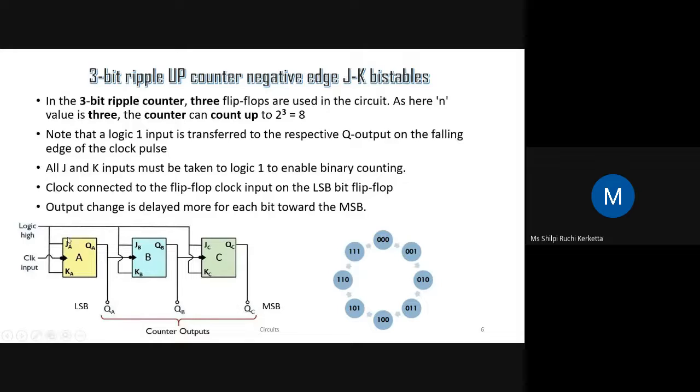So the output change is delayed more for each bit towards the most significant bit. I will explain this. A 3-bit counter is there. It will start from 000, then go to 001, then 010, 011, and like that it will go. Finally, when it comes to 111, it switches back to 000. So this is a module 8 counter.